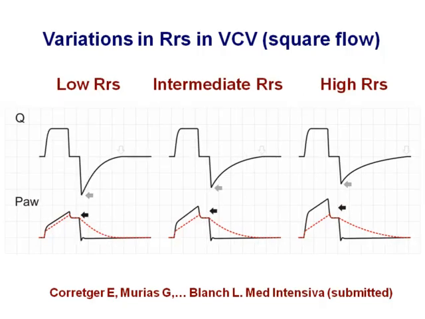If we have variations in resistance, again, in a square flow, you will see how the plateau pressure is more or less the same, but if the resistance is increased, the difference between peak and the plateau is important. So again, at the bedside, look at the waveforms, but also the flow tracing.